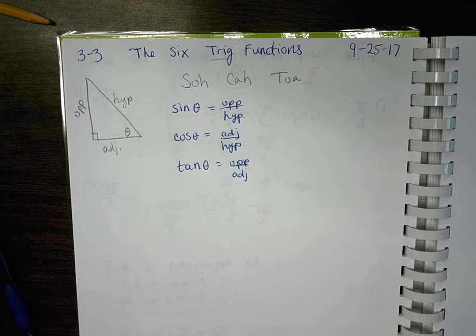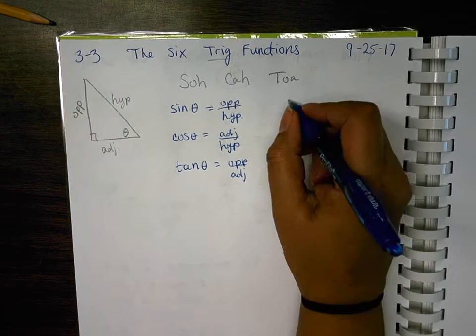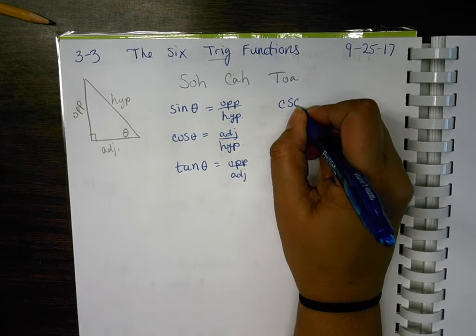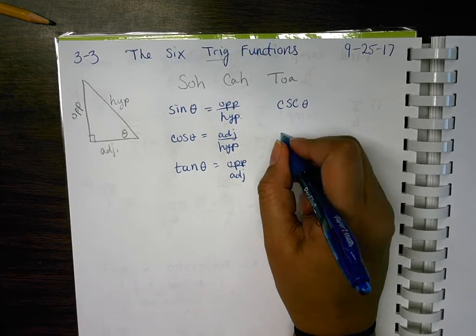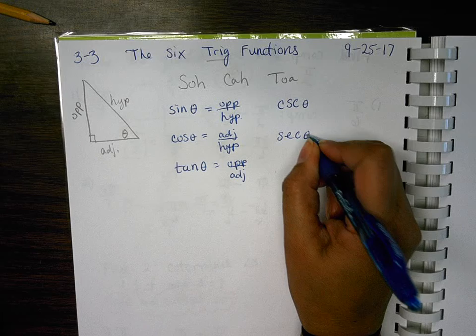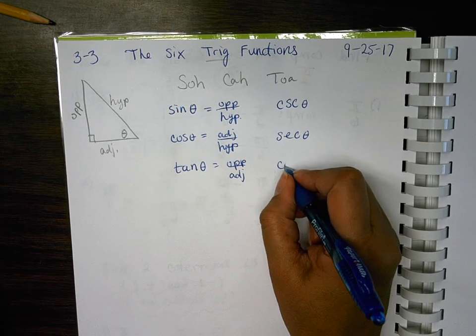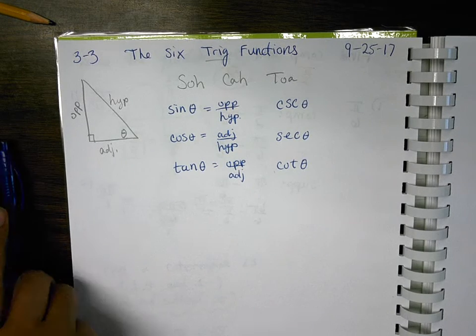Okay. Now these next 3 are 3 that the class did not know. I'm going to give you the abbreviations and I'll tell you what they stand for. CSC theta, SEC theta, and COT theta.